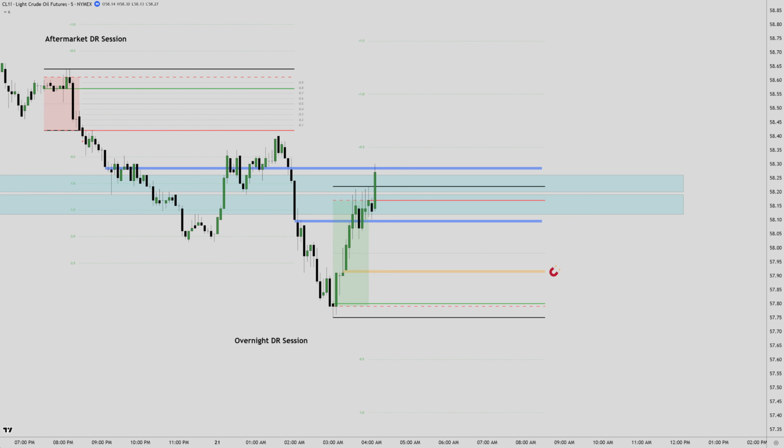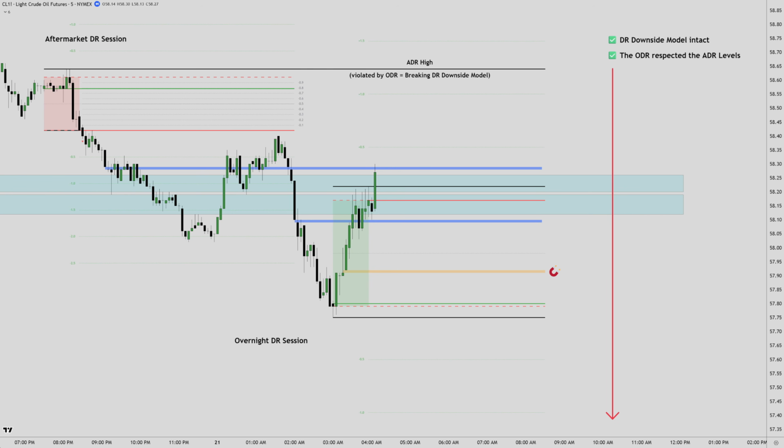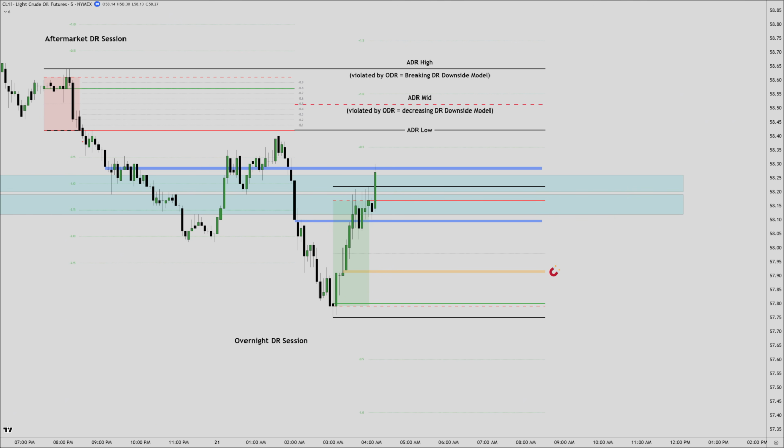Even with the long confirmation, there's something important you must consider. The relationship between the aftermarket and overnight session shows that the DR downside model is still intact. A green box and a long confirmation do not guarantee a breakout through the ADR highs. It's smart to slightly reduce expectations in such cases and keep an eye on the aftermarket mid or the lows, because those levels can act as significant structural points.